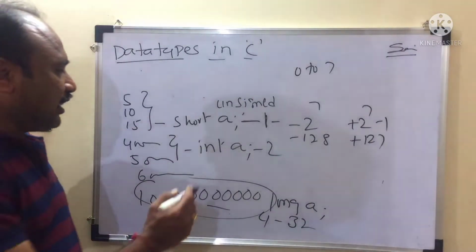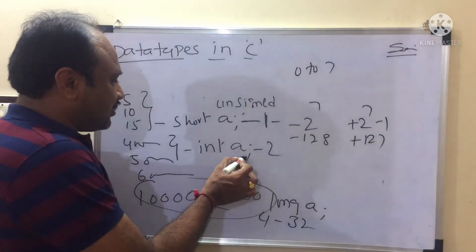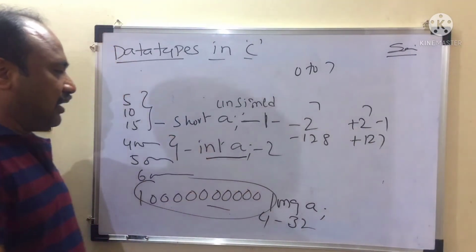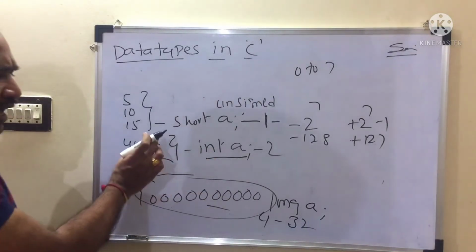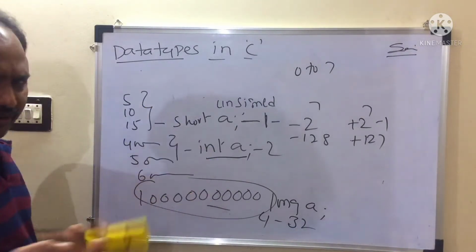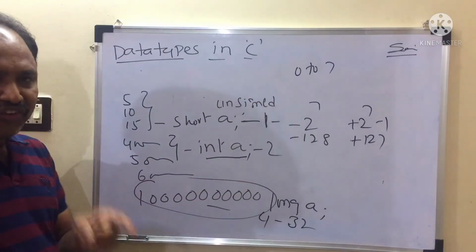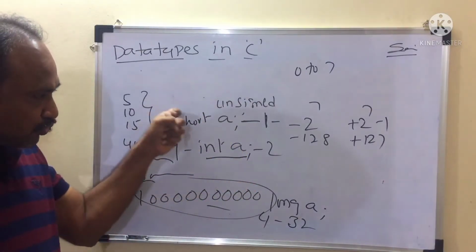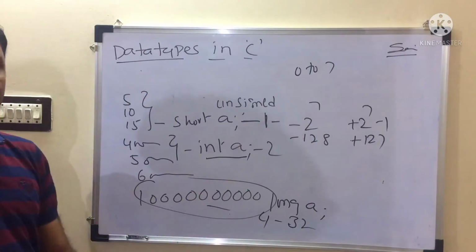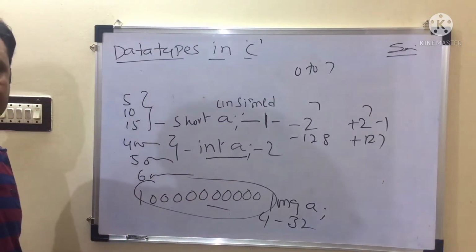In the same way, if I declare an integer as int a using the int keyword, here I am not specifying signed or unsigned. By default, they will be treated as what? Signed. If you have to work with unsigned, we should specify unsigned. Unsigned will accept only positive values.